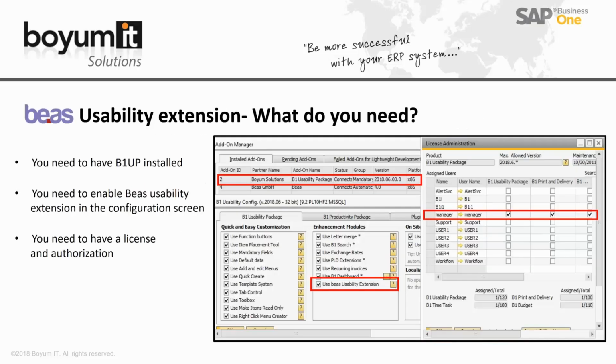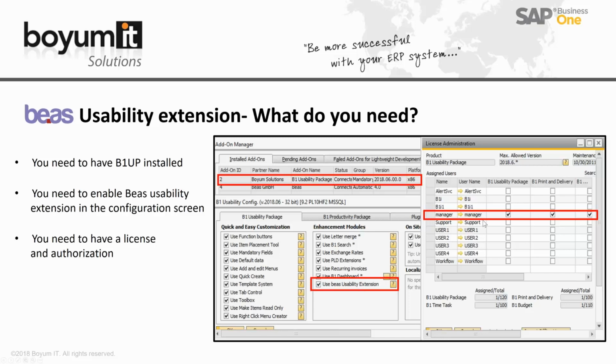What do you need to run the BEAS usability extension? You need to have the usability package installed. Version 2018-6, I believe it's also in 5, but to be safe, 2018-6, the June version. You need to turn on the feature in the usability package under the enhancement modules. If you are familiar with the usability package, you know where this is. You see it right here. I have it circled in red, BEAS usability extension.